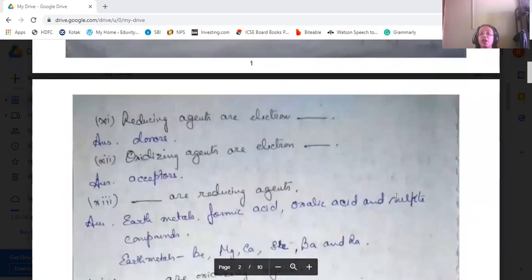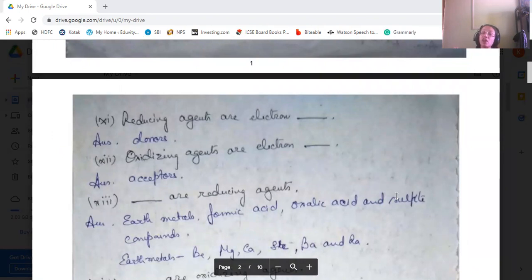Then reducing agents are electron donors. Okay, so when there is oxidation process, what happens, the atom loses electrons. So that atom is a reducing agent. That element is a reducing agent because it loses electrons. That is, it gives electrons to some other atom. Okay, that element is an electron donor.